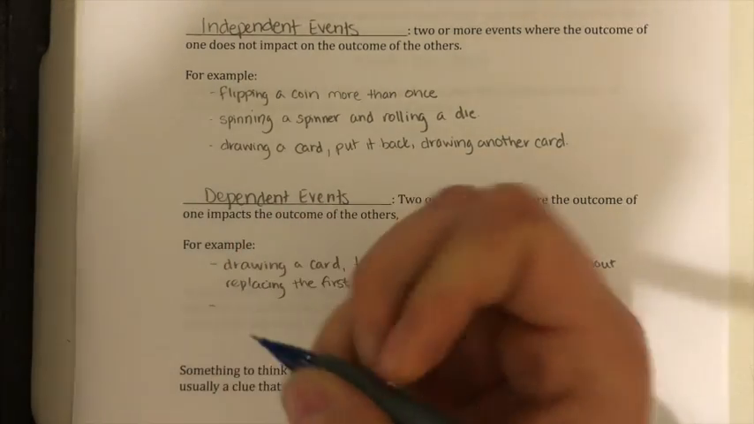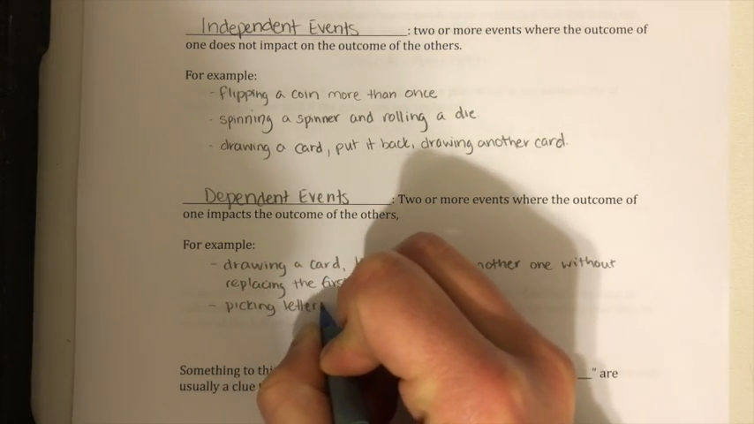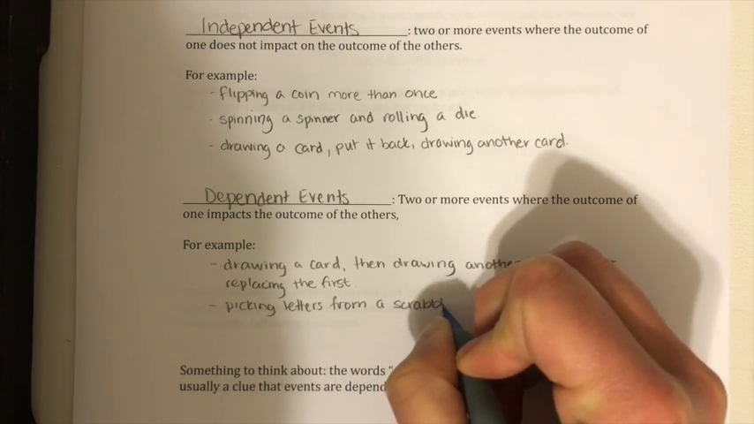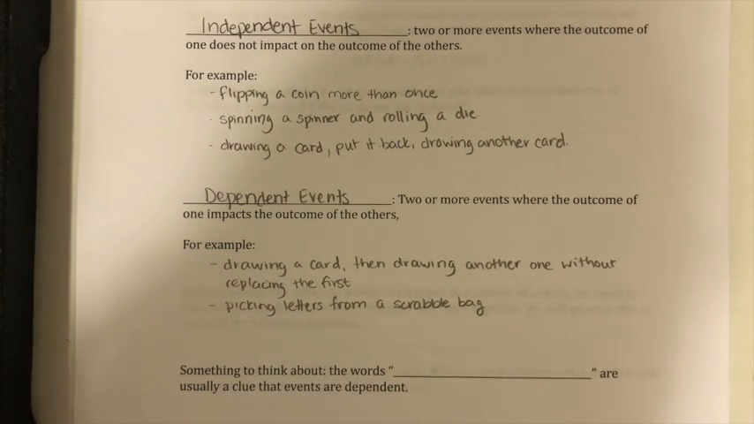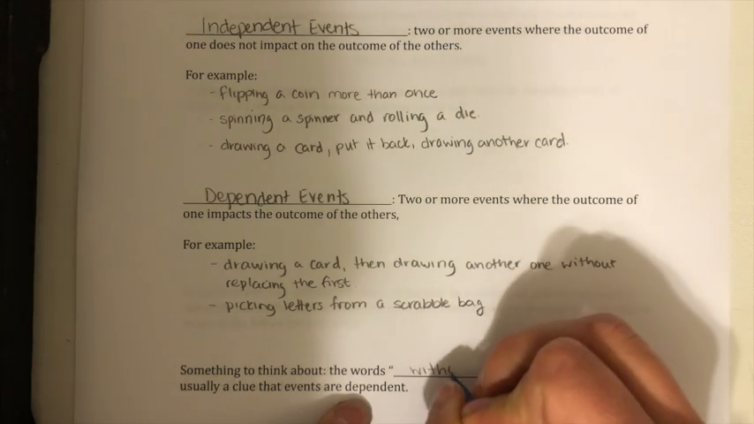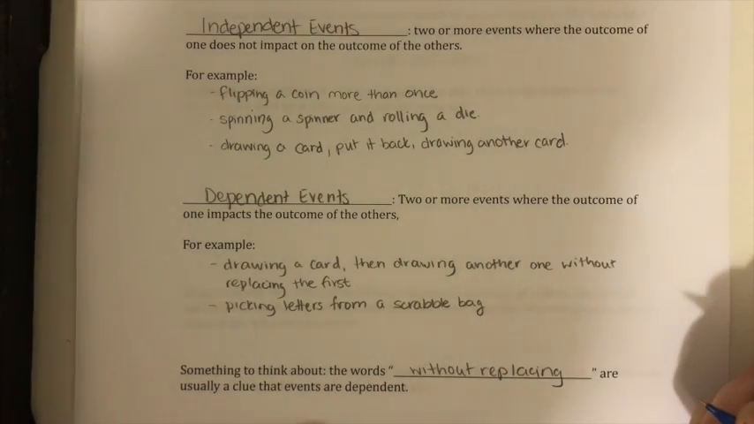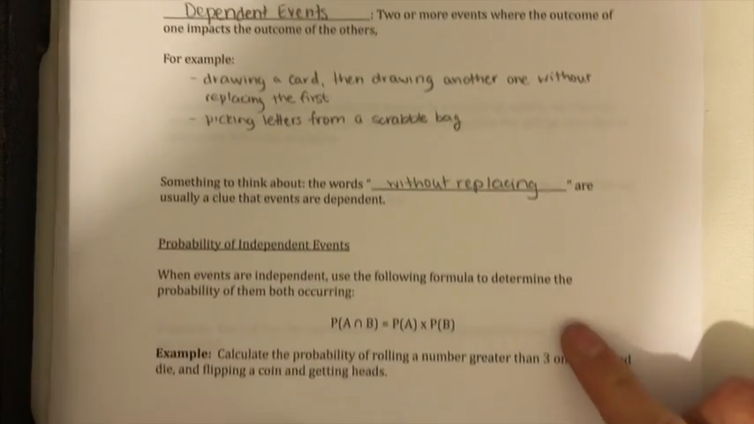Okay, another example of this would be picking letters from a Scrabble bag, right? So if you have the bag of letters and you pick one, you're not putting it back, you're going to use it, right? So what's left in there depends on what's already been picked. Okay, so something to think about is the words "without replacing" are generally a clue that the events are dependent. There's a few other ways that we can look at that, and that'll come up in the lesson.